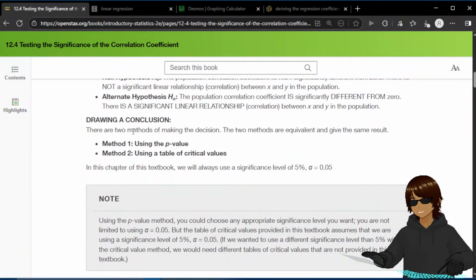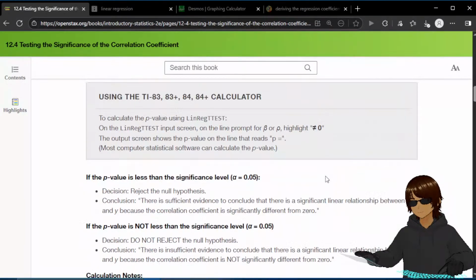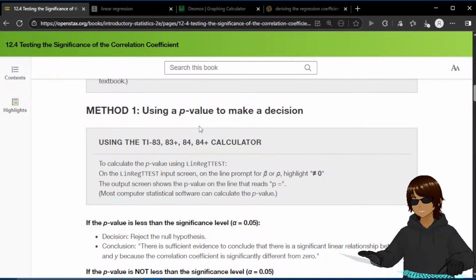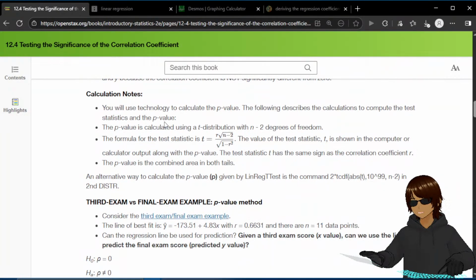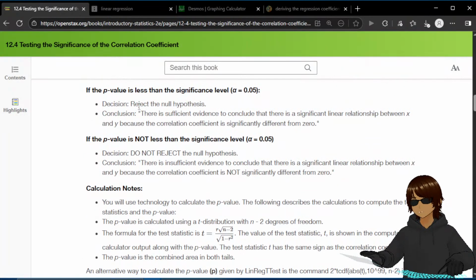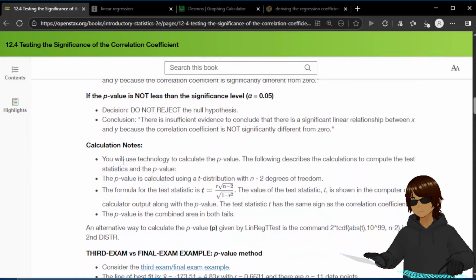There are two methods of making the decision. The two methods are equivalent and give the same result: using the p-value, and using a table of critical values. We will always use a significance level of 5%. Using a p-value: if the p-value is less than the significance level, you reject the null hypothesis, okay?